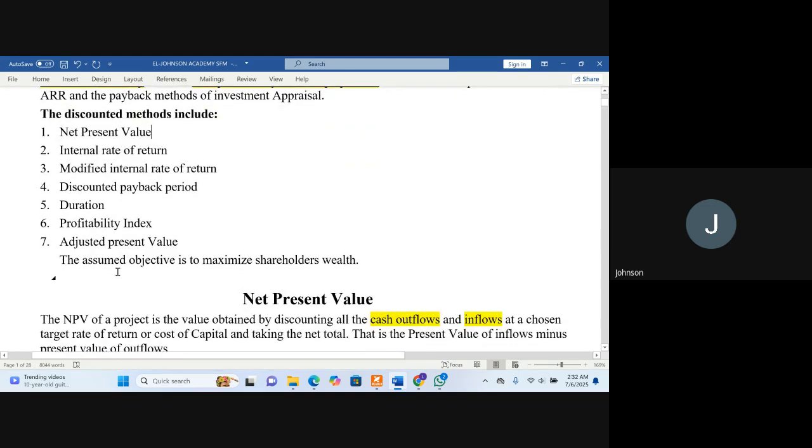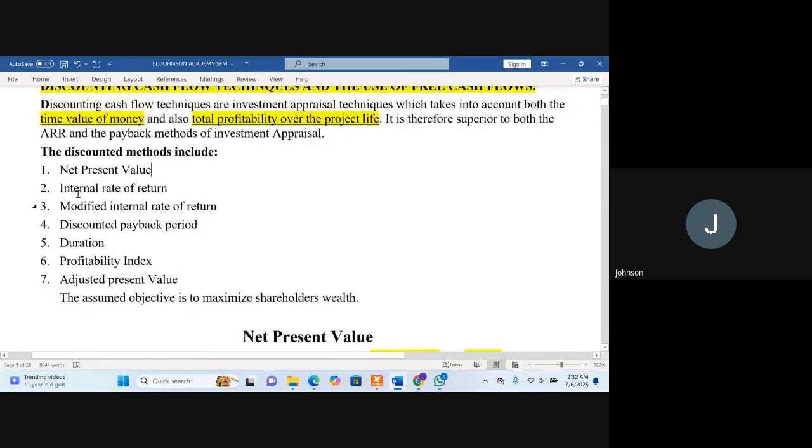Now, the assumed objective is to maximize shareholders' wealth. When you understand how to give the management the right information that they need, it's going to help them in planning. It's going to also help them to be able to maximize the wealth of the company.